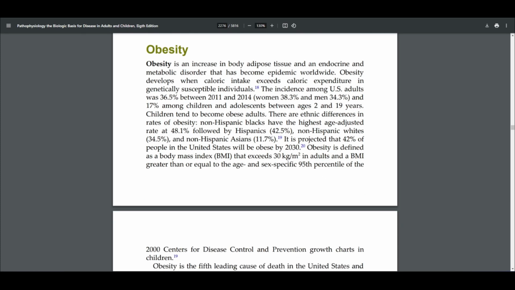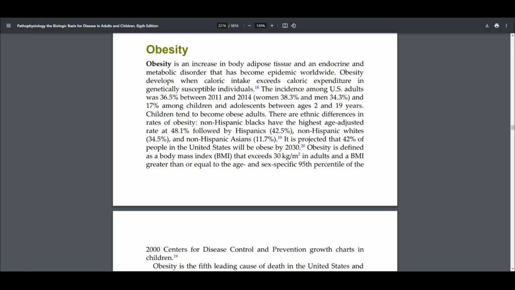So let's talk about obesity. Obesity is an increase in body adipose tissue and an endocrine and metabolic disorder that has become epidemic worldwide. Obesity develops when caloric intake exceeds caloric expenditure in genetically susceptible individuals.